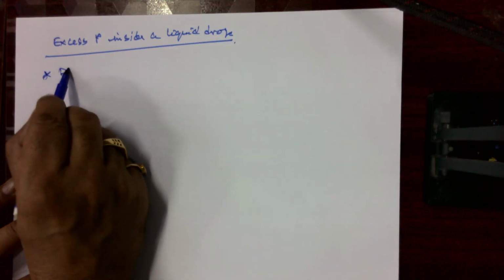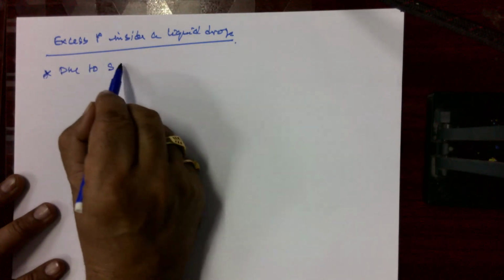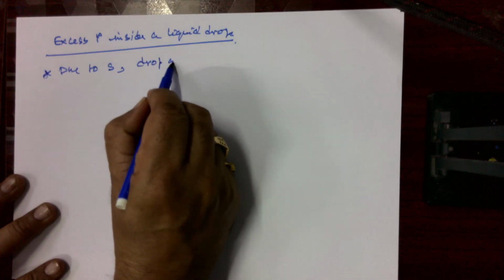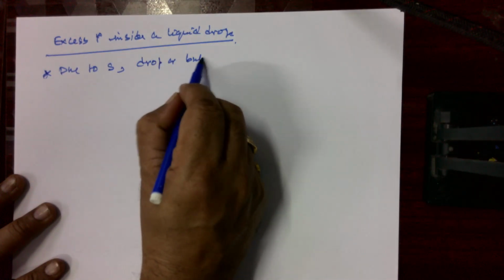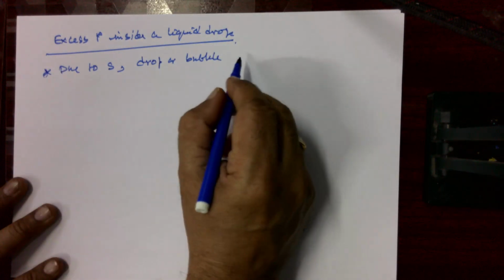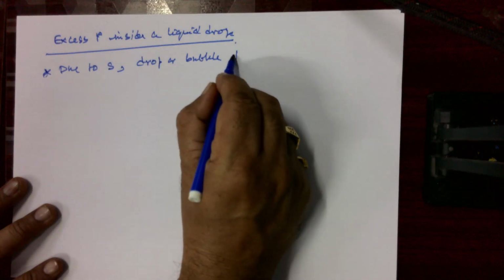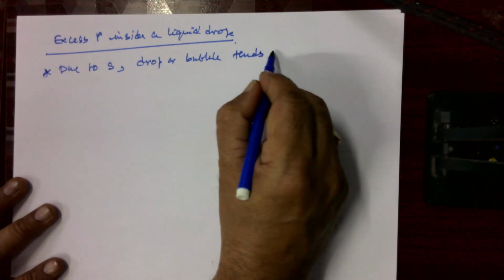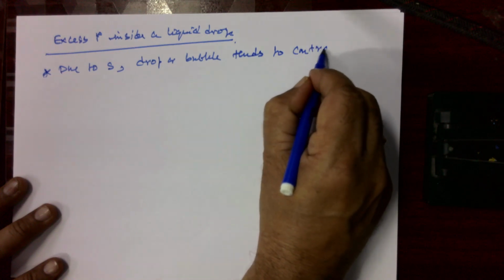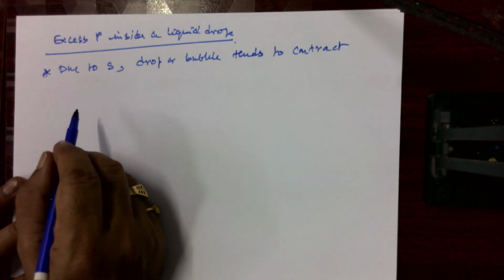Due to surface tension, a drop or a bubble tends to contract. Contract means what? Reducing the size, right? So it tends to contract.